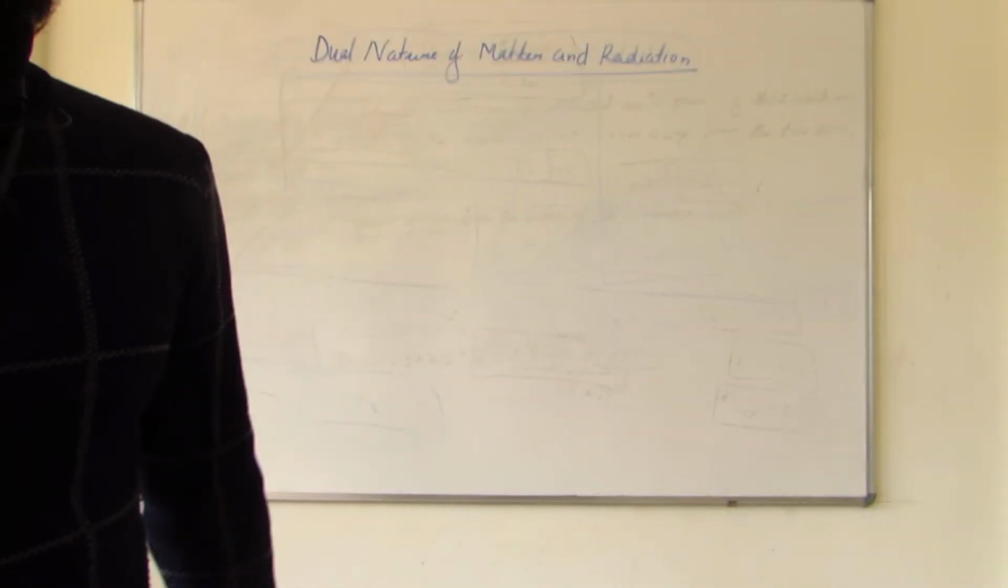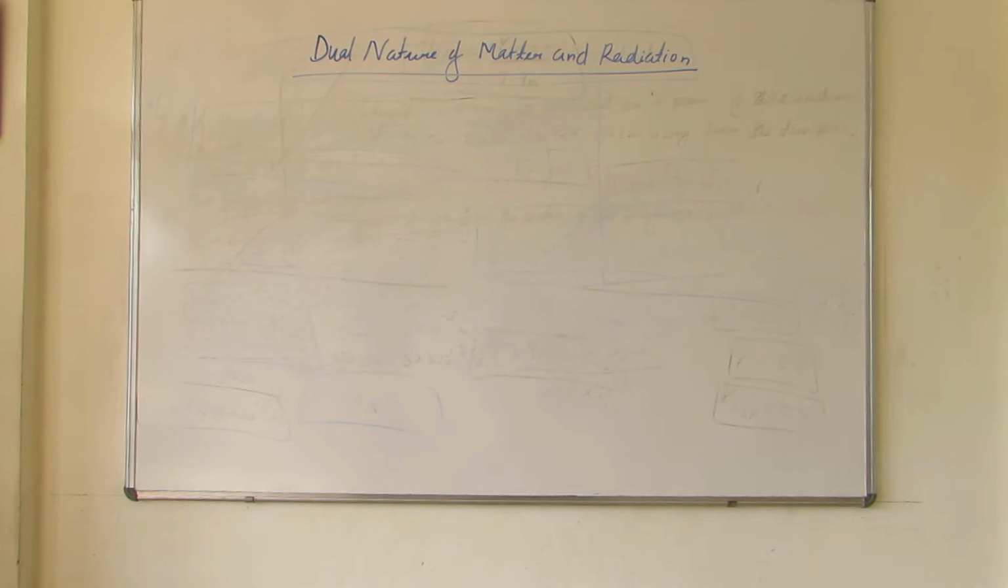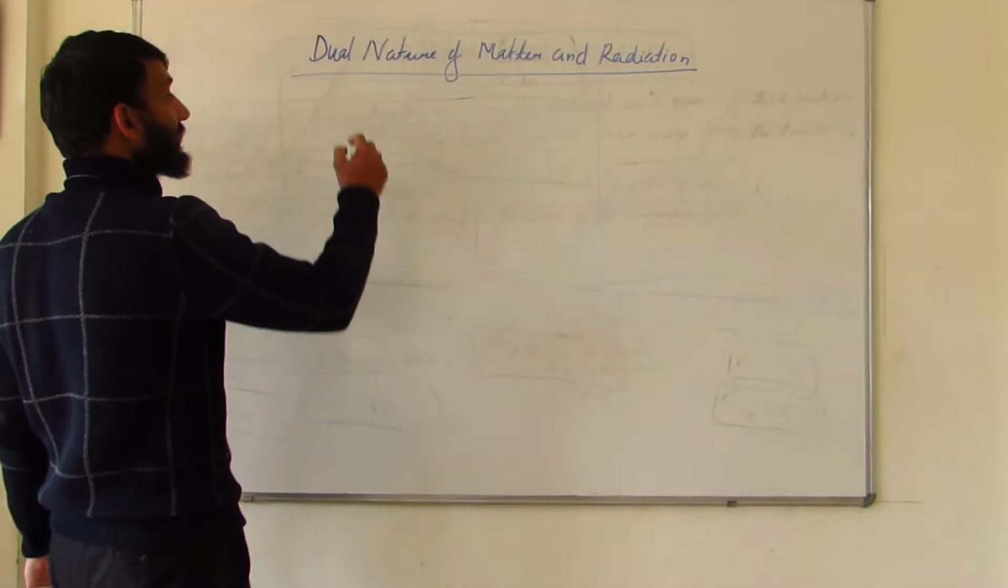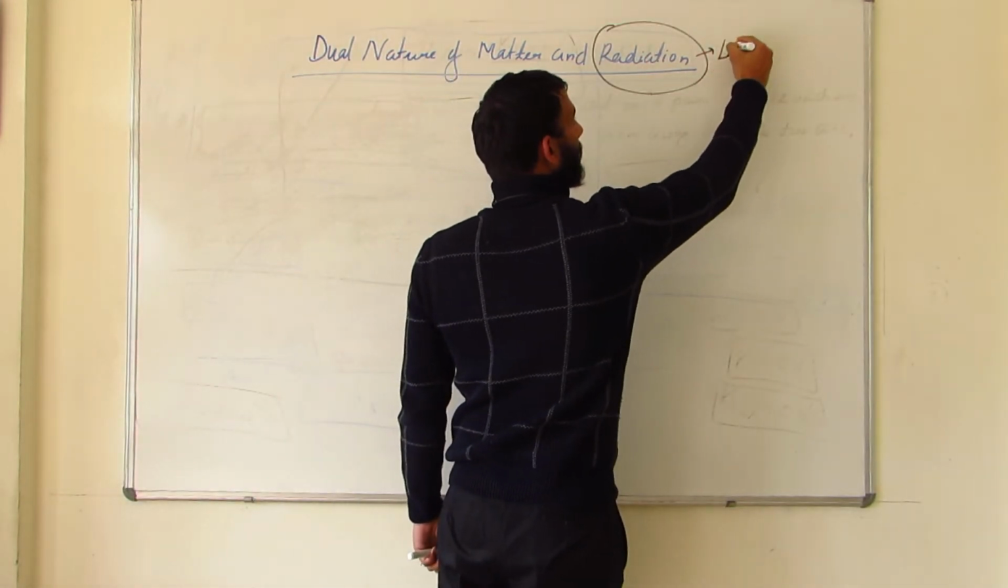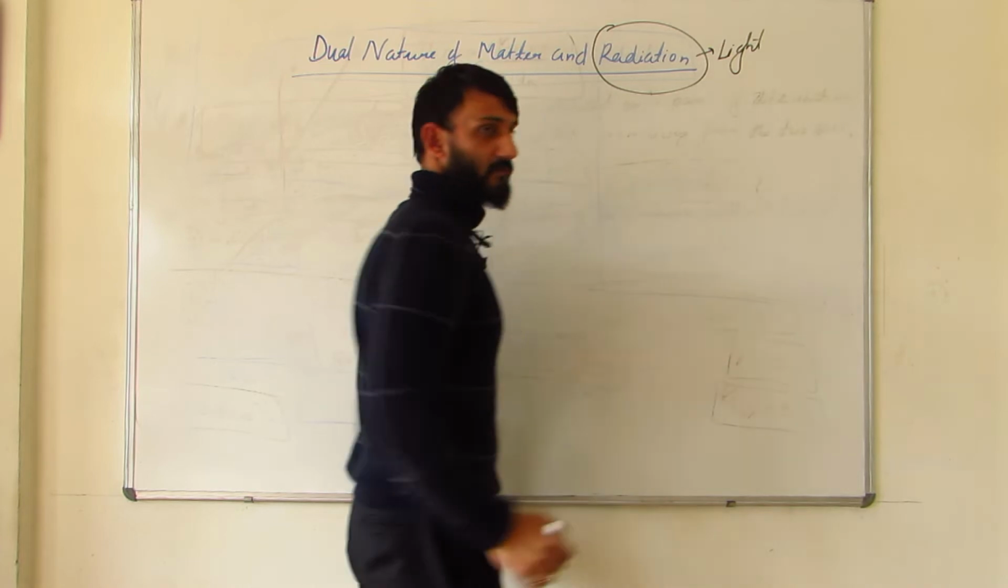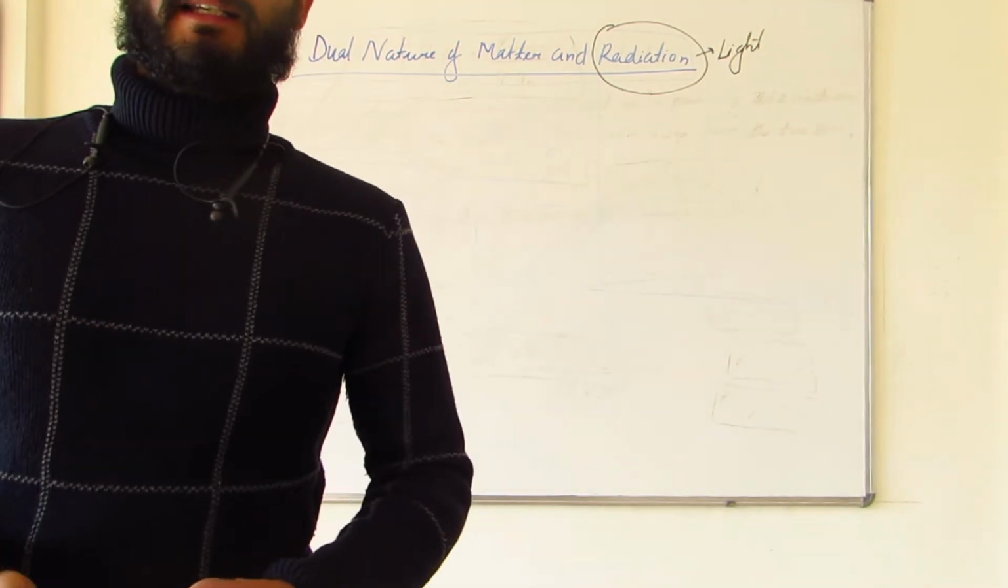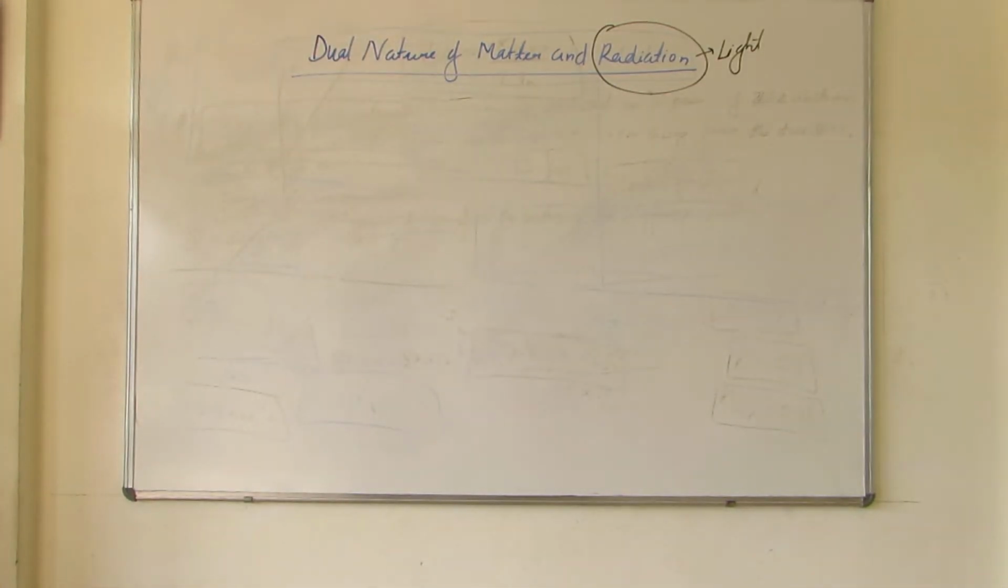Today we will start a new unit, and the name of the unit is Dual Nature of Matter and Radiation. So earlier we have studied radiation means light. Earlier we have studied dual nature of light. In this chapter we will be discussing dual nature of matter as well.